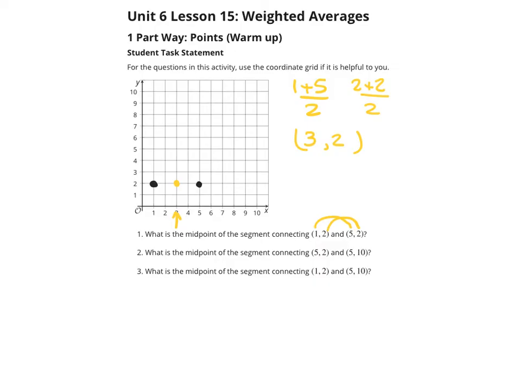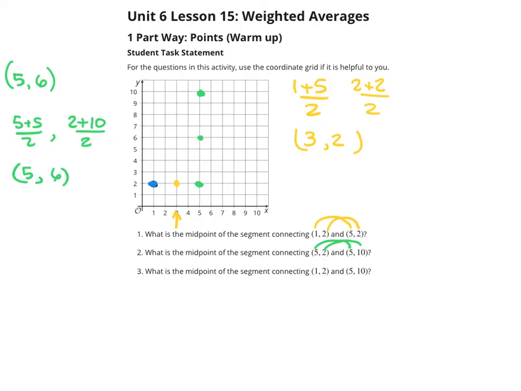Now how about (5, 2) and (5, 10)? I'm going to count 1, 2, 3, 4, 5, 6, 7, 8, and half of that is 4, so that is 5, 6. Graphically that's cool. Or I can add the x's together and divide by 2, and add the y's together and divide by 2. That gives me 10 halves, which is 5, and 12 halves, which is 6. Same thing mathematically.